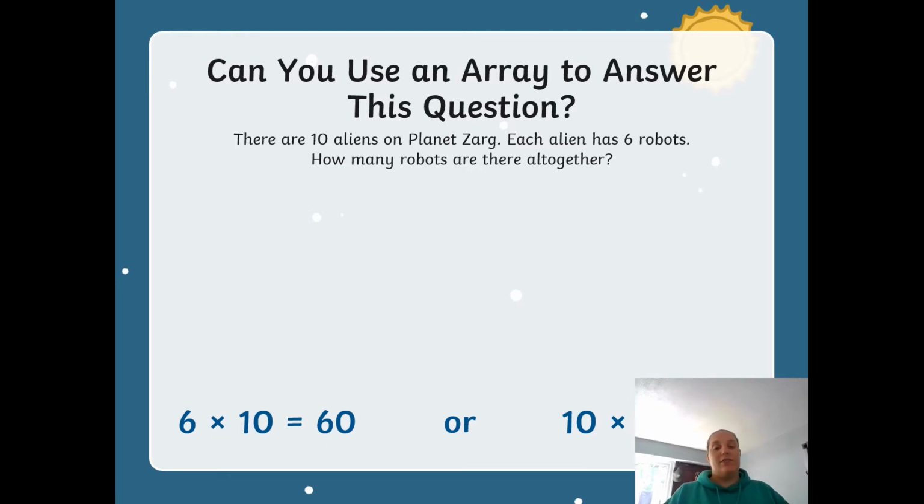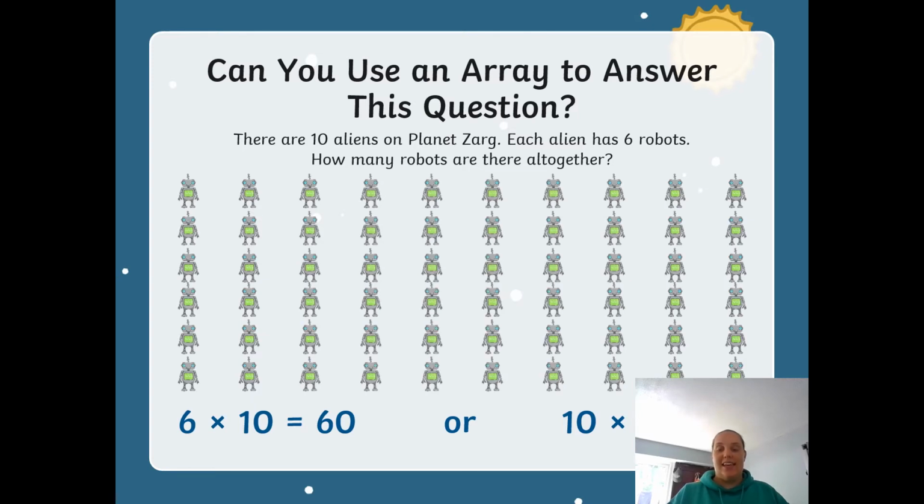So let's hold up 6 fingers and count in tens. Are we ready? 10, 20, 30, 40, 50, 60. So my answer is in fact 60, and it's exactly the same for this calculation here. 10 times 6 is 60, and it would take me absolutely ages to count those rockets, so we can count them in groups of 10. So we've got 10, 20, 30, 40, 50, 60.